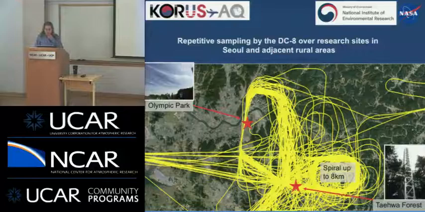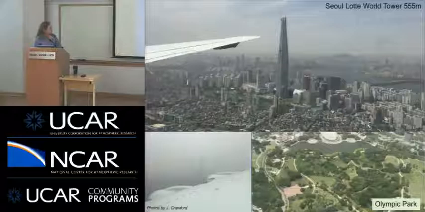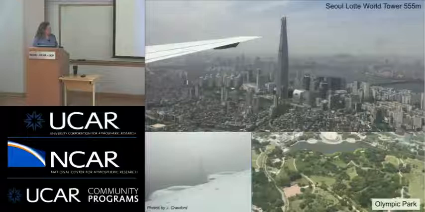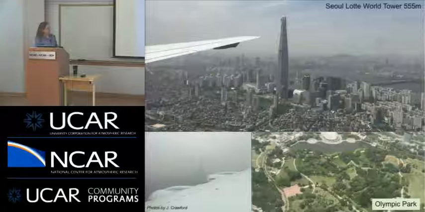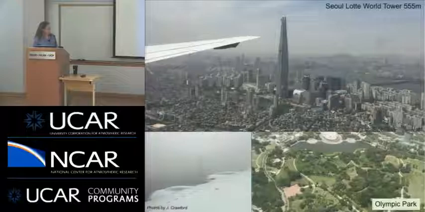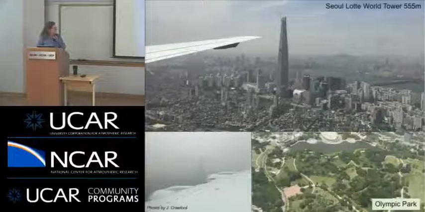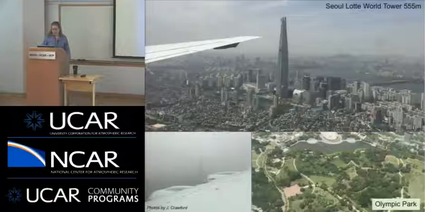So this is the view from doing this missed approach. The company Lotte has built this 555 meter tall tower, which you'd think you could never miss, and the plane flew pretty close, but there were some days where the pilots were wondering, okay, do we see the tower yet? Where exactly are we? So there were some pretty smoggy days. And this is the ground site at Olympic Park, which is the site of the Seoul Olympics. There were ground measurements made right in this park, which is right at the edge of the city. So there was another big collection of measurements there.